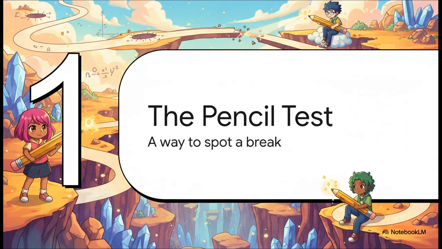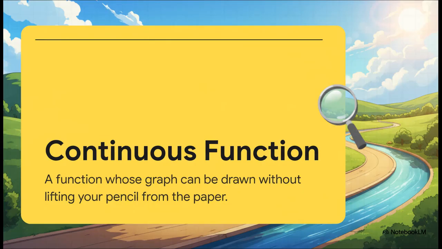You know, this simple little thought experiment actually has a name. It's called the pencil test. And honestly, it's our first and most intuitive tool for telling the difference between a function that's continuous and one that's, well, not. And this leads us straight to our main definition. A continuous function is simply any function whose graph you can draw in one single, unbroken motion. No jumps, no gaps, no weird missing spots.